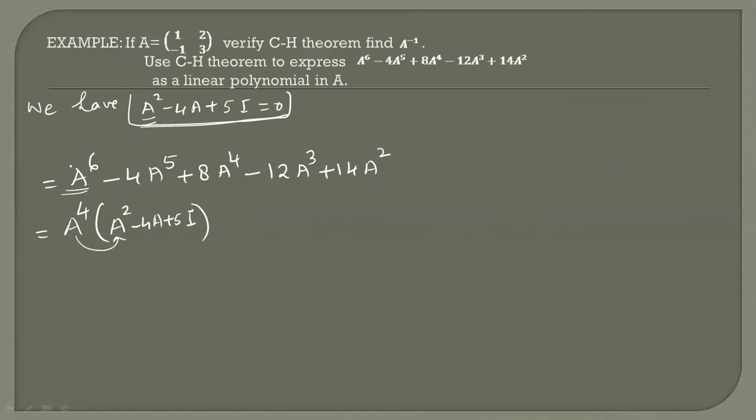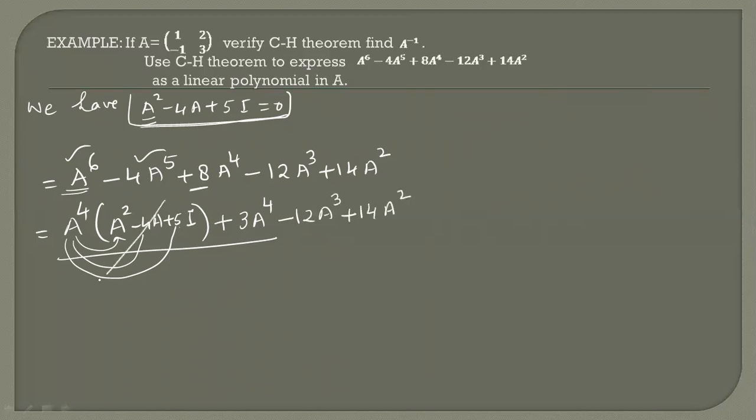Now try to adjust this. A to the power 6, the first term is adjusted. The next term, minus 4A to the power 5, is also adjusted. Plus 5A to the power 4, but we have plus 8. So for adjusting, we already have 5 and we want to make it 8. It means we have to add 3A to the power 4. Now these first three terms are adjusted. The rest of the terms we can write as they are, minus 12A cube plus 14A square. Now this term is going to be 0 because of the Cayley-Hamilton theorem. So what is left is 3A to the power 4 minus 12A cube plus 14A square.